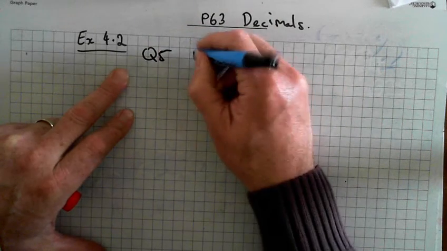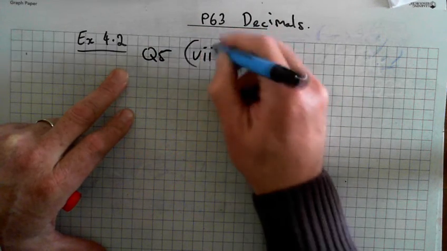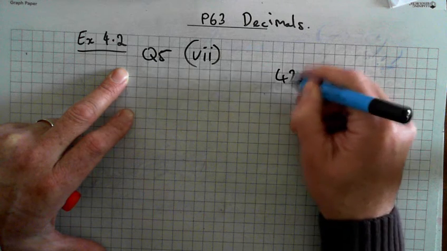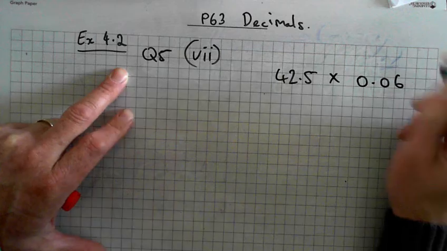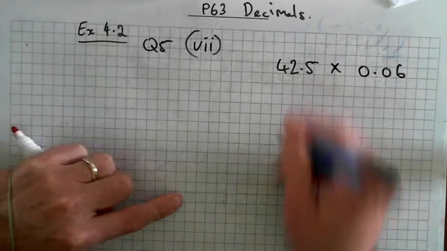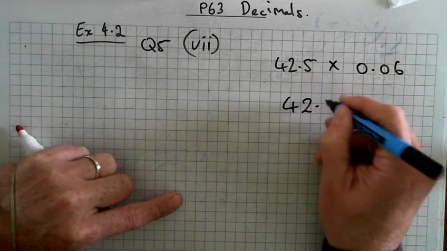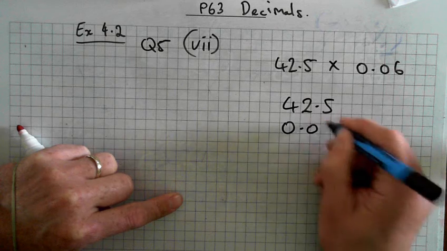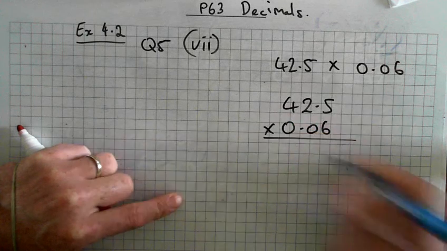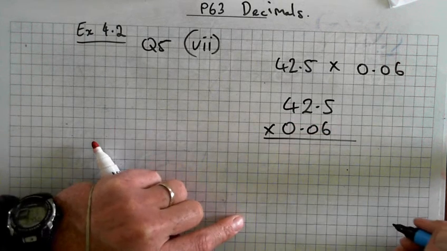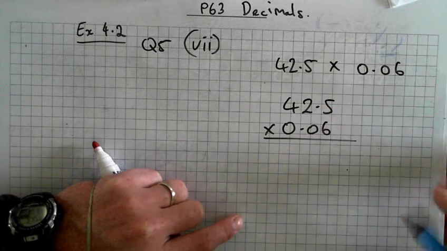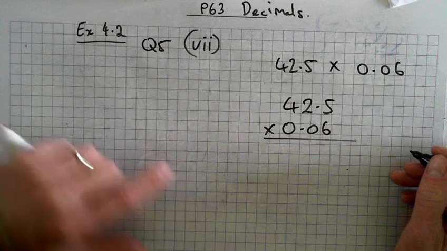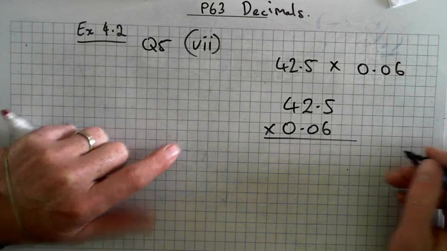Question 5 VII. I'm nearly finished. So we have 42.5 multiplied by 0.06. So I'll write it down. 42.5 times 0.06. When multiplying, look up. Does it matter that I don't have the decimal point underneath the other decimal point when multiplying? No. Okay, so now multiply by 6.